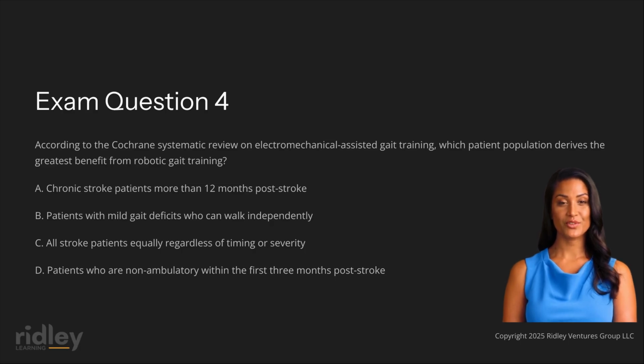Non-ambulatory patients within the first 3 months post-stroke showed the strongest treatment effects. This makes clinical sense as these patients require the body weight support and repetitive stepping practice that robotic devices provide, and they are still within the window of enhanced neuroplastic potential. Patients who are already ambulatory or those in the chronic phase showed less pronounced benefits from this resource-intensive intervention.